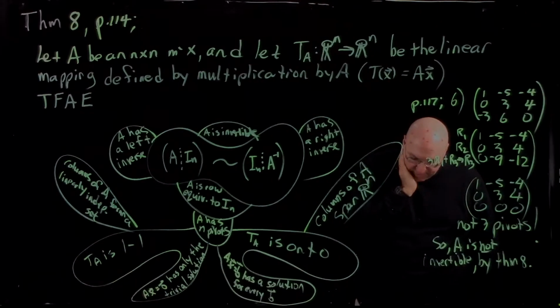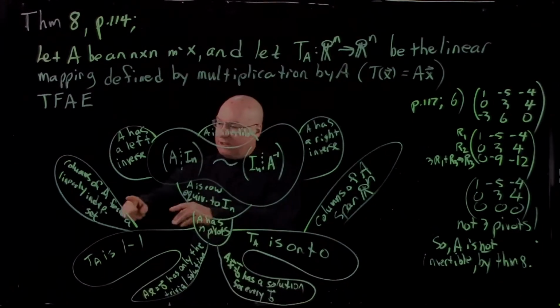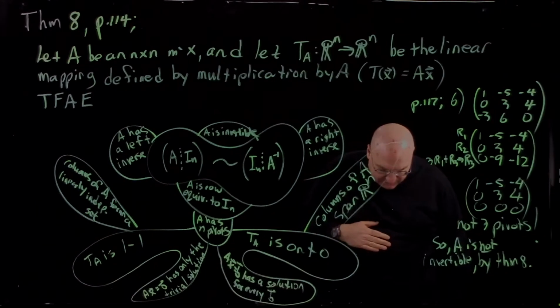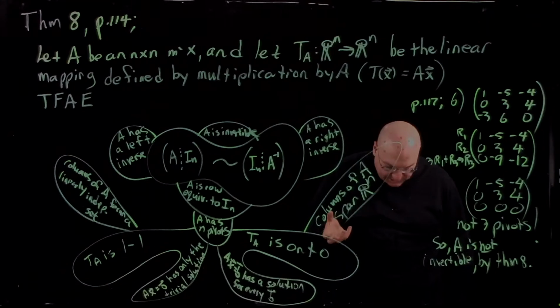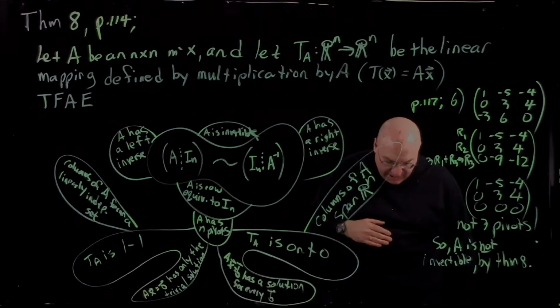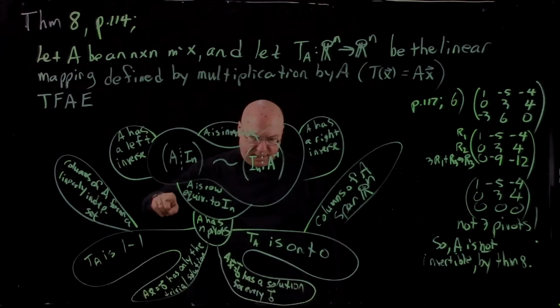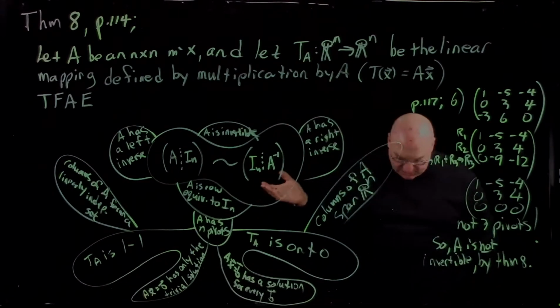Part B, if the columns of A are linearly independent, hey, is that over here somewhere? The columns of A form a linearly independent set. Really you say if they form a linearly independent set. But anyway, then the columns of A span Rn. This is true, and there it is. That's true too. So by theorem 8, that is a true statement.